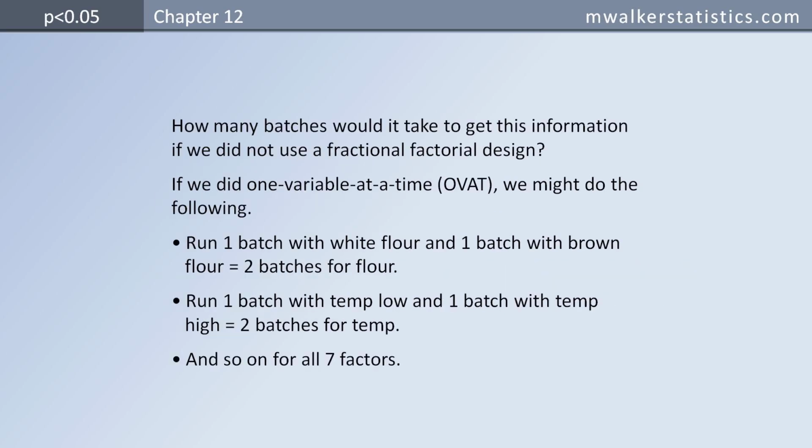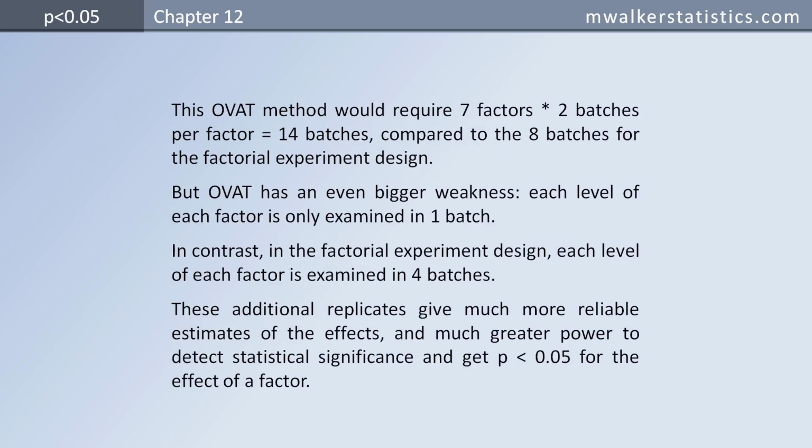How many batches would it take to get this information if we did not use a fractional factorial design? If we did 1 variable at a time, we might do the following. Run 1 batch with white flour and 1 batch with brown flour equals 2 batches for flour. Run 1 batch with temp low and 1 batch with temp high equals 2 batches for temp, and so on for all 7 factors. This OVAT method would require 7 factors times 2 batches per factor equals 14 batches, compared to the 8 batches for the factorial experiment design.